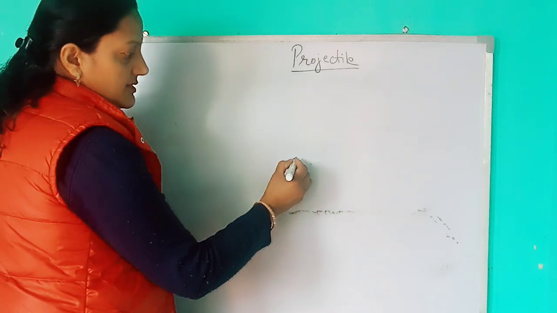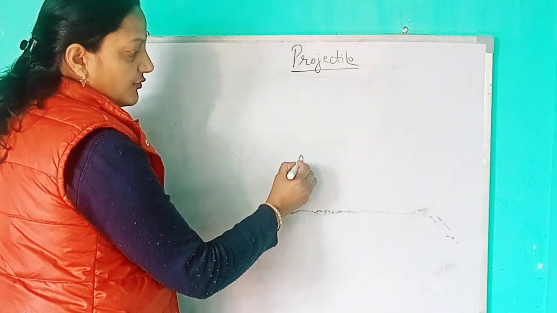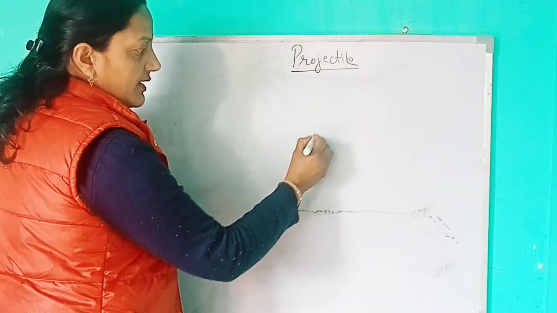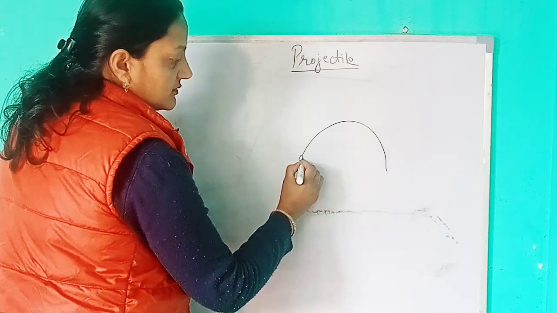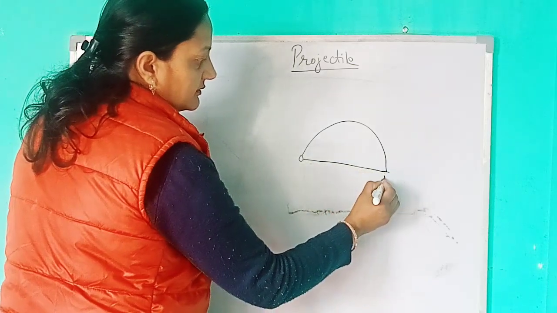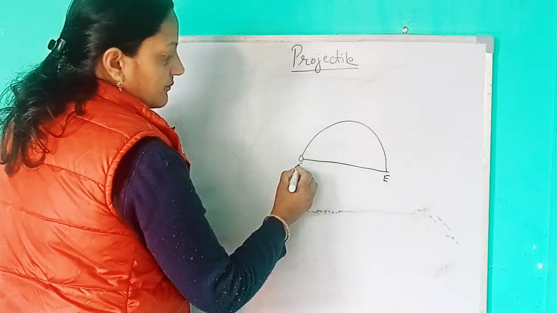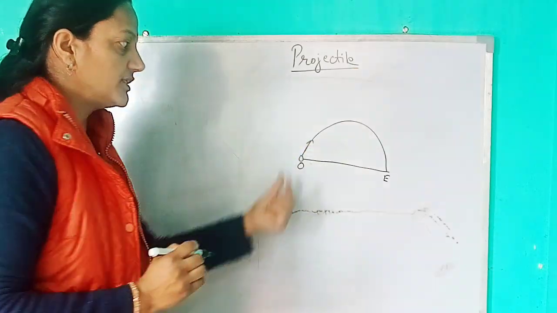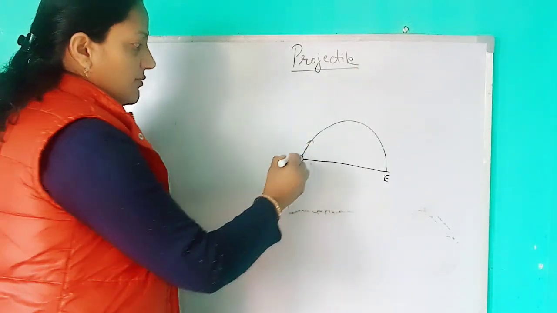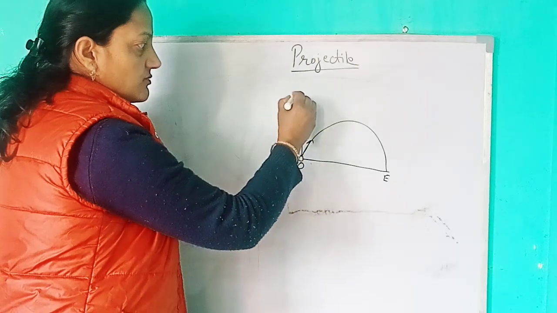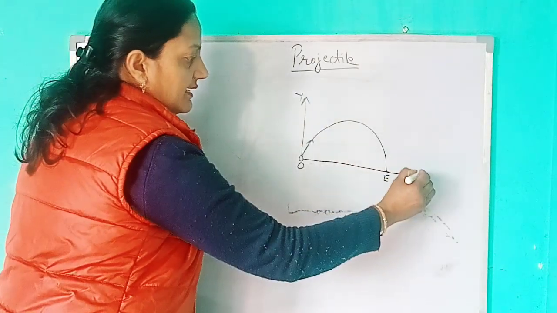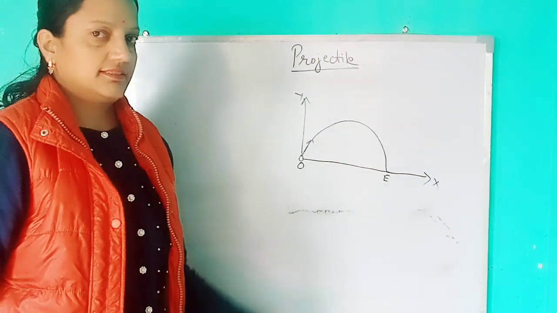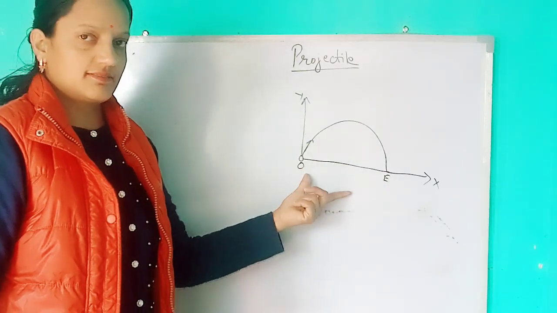Suppose a ball is thrown from this point O and then it comes back to the earth. This ball is moving upward. If we throw this ball upward, then it has components along the y and x axes. There are two, so it is two dimensions.